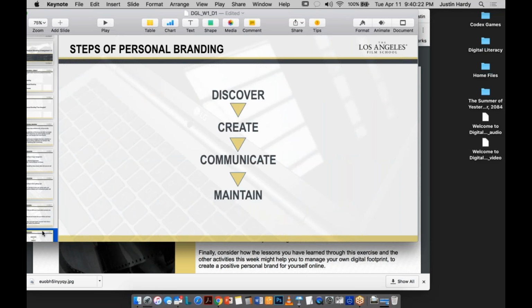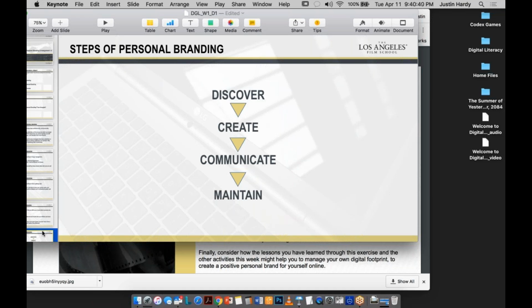So you want to discover what you're good at. You want to create things based on what you're good at. You want to communicate with the world that you're making this thing, whatever it is, and you want to start all over again. Maintain that. So it's all about creating and communicating.